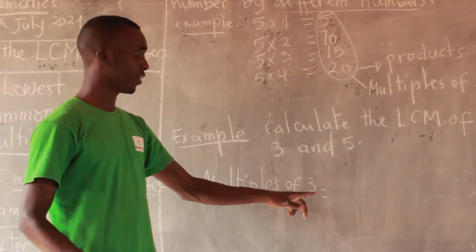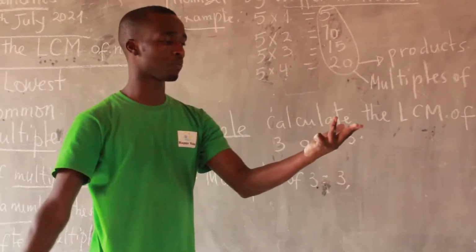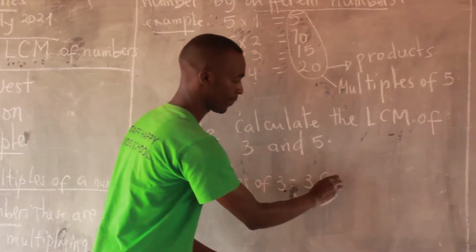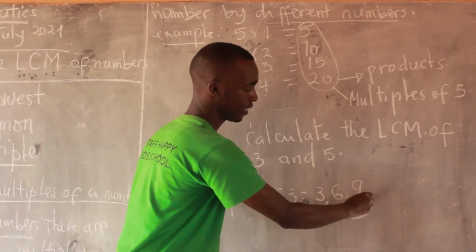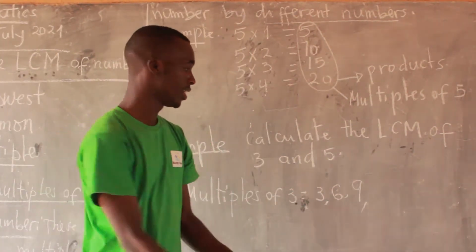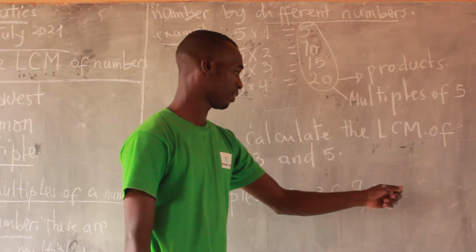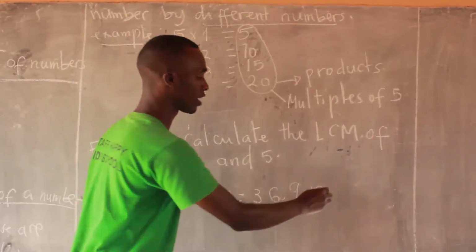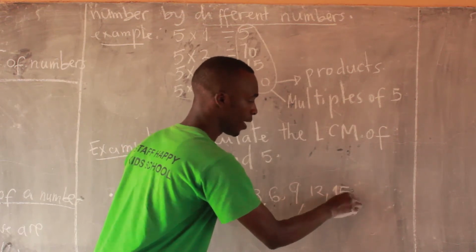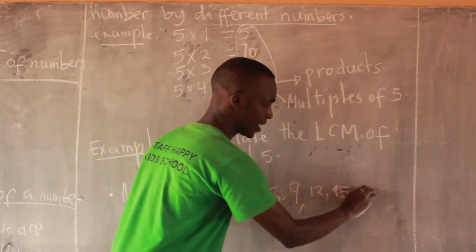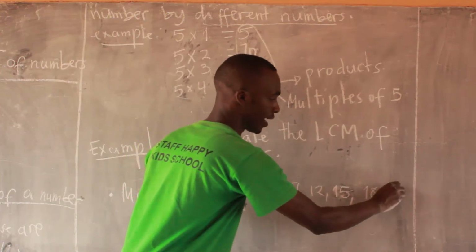what do we get? When 3 is multiplied by 1, we get 3. When 3 is multiplied by 2, we get 6. When 3 is multiplied by 3, we get 9. When 3 is multiplied by 4, what do we get? We get 12. When it is multiplied by 5, we get 15. When it is multiplied by 6, we get 18. When it is multiplied by 7, you get 21, and so on.